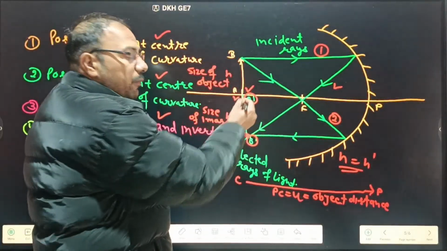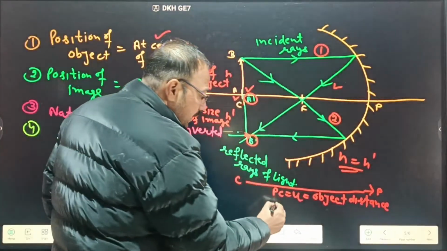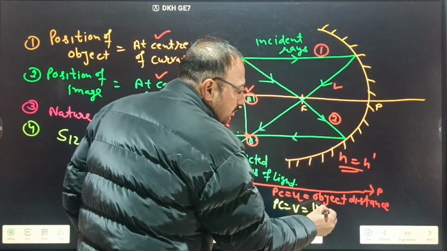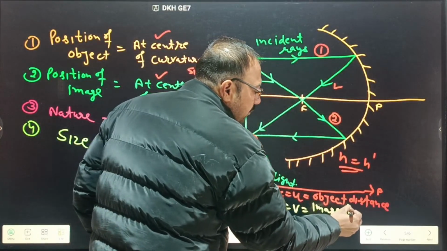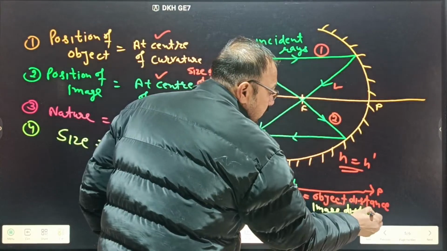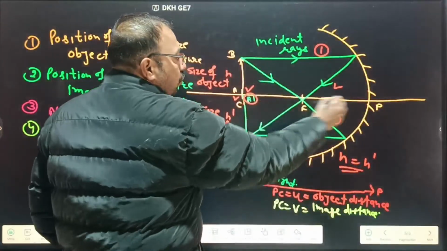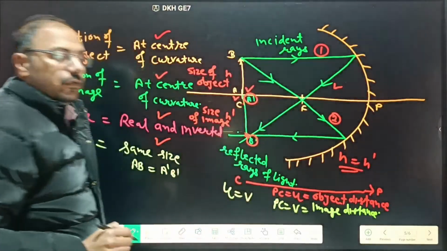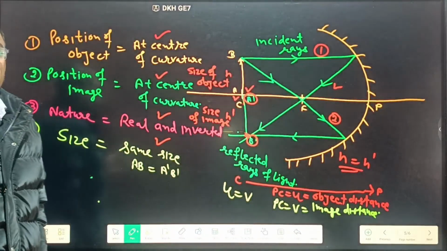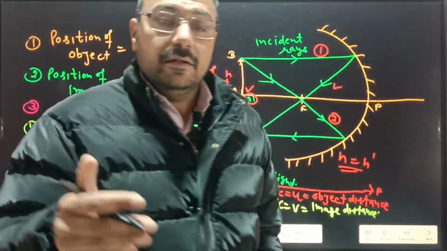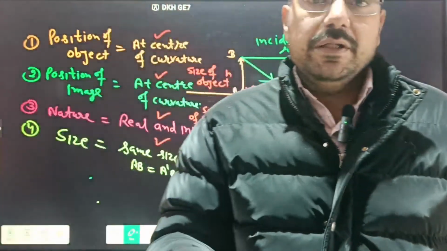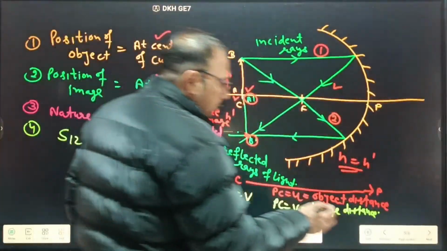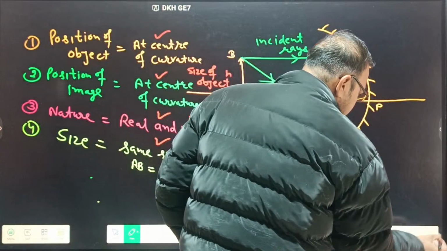And here image forms at the center of curvature. So this PC is equal to V. This is known as the image distance. So this is U and V. So here U is equal to V. So in this case, height of the object is also equal, and distance of the image and the distance of the object are also equal.